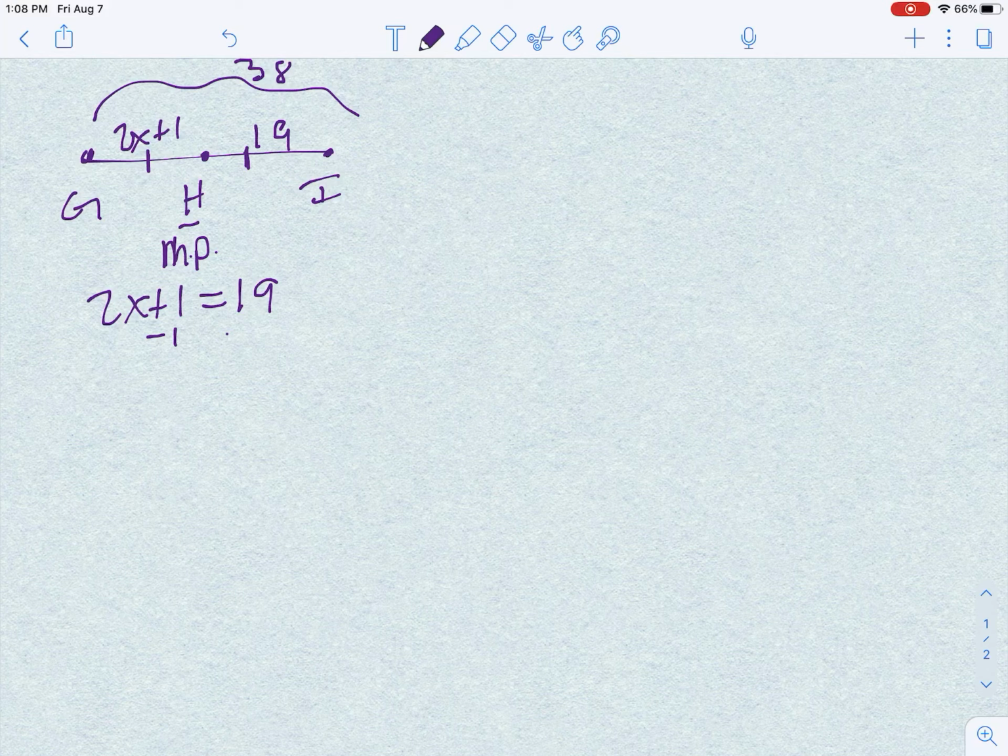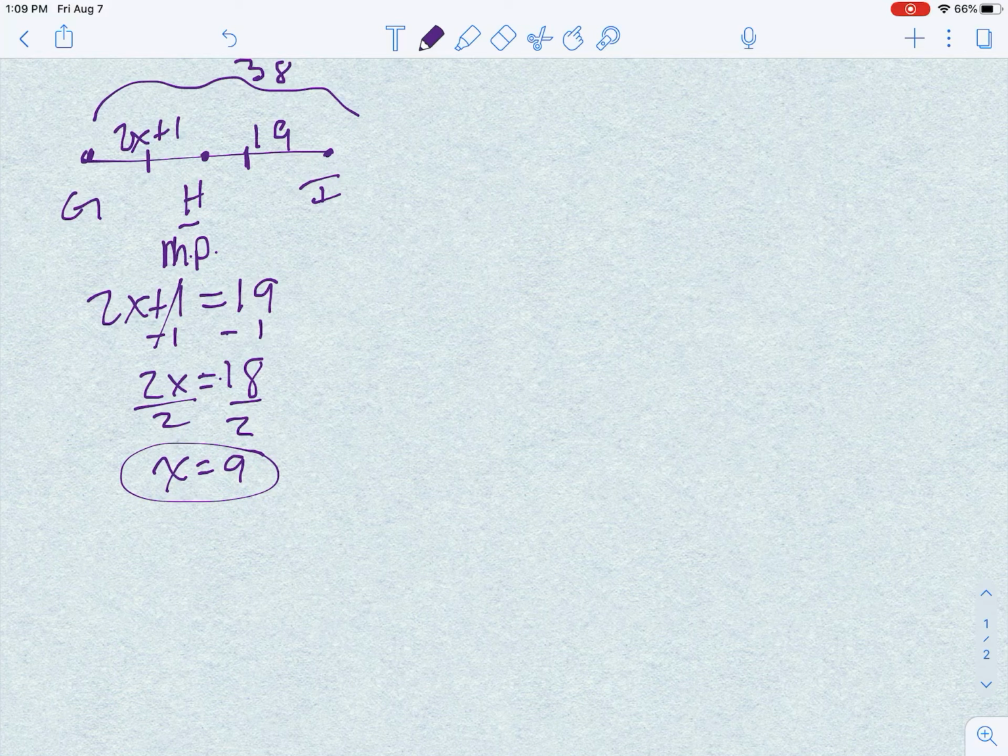So I'm going to get x by itself by subtracting 1 from each side. That cancels. We have 2x equals 18. Divide each side by 2. And x equals 9. If it asks you to find one of the actual lengths, you could plug it back in, or you could even plug it back in just to double check that GH comes out to be the same as the other side HI. Okay, so if we plug that back in, 2 times 9 is 18, 18 plus 1 is 19, we're good.